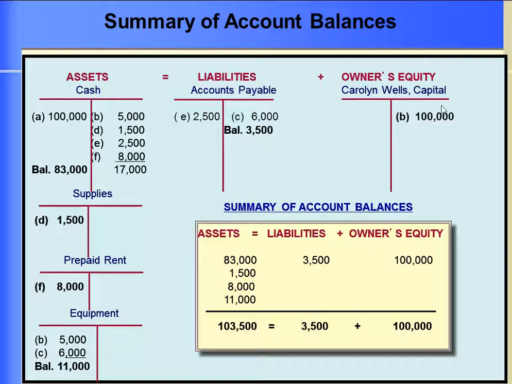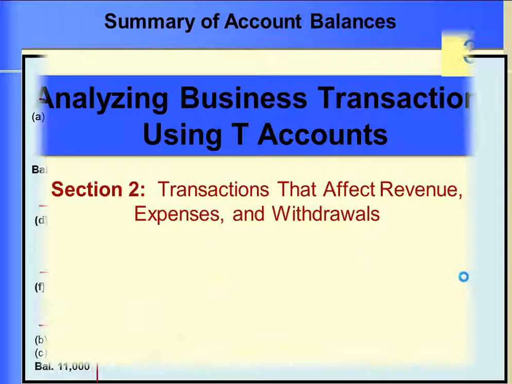Capital. This is the initial investment in the company. So remember the previous presentation, we did the transaction analysis. Basically, assets equal liabilities plus owner's equity. So this would still be true. Here's all the assets. We have 83,000, which should be cash, supplies, prepaid rent, equipment. That totals to 1,035. Liabilities was 3,500, and equity was 100,000. The combination of these two should always equal the combination of the assets. So assets equals liabilities plus owner's equity.